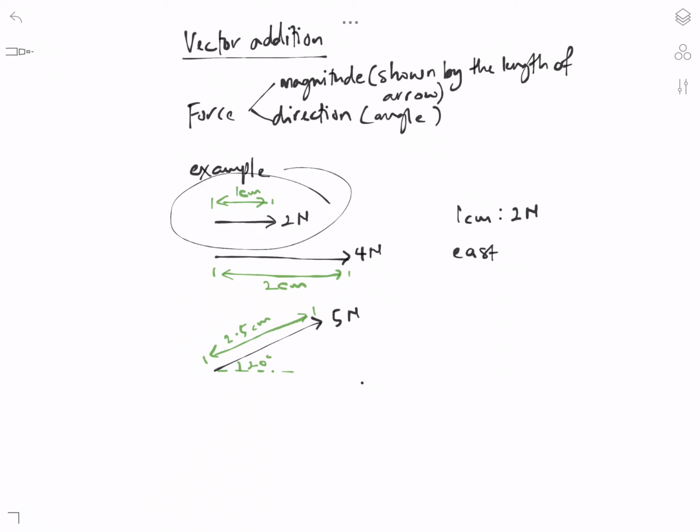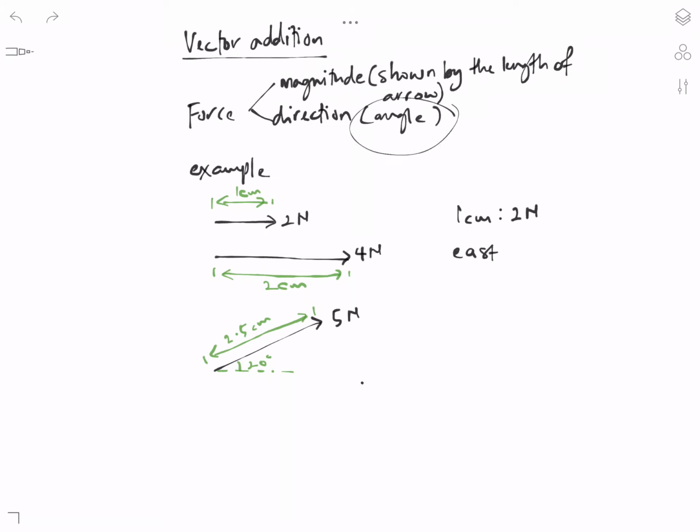Okay, this is one force we have here, 2 Newton. Look at the scale here. 1 centimeter represents 2 Newton of force. So that's why the length is 1 centimeter. And then we have another force here that is 4 Newton. So we have the scale, and the length here is 2 centimeter. And this is about magnitude.